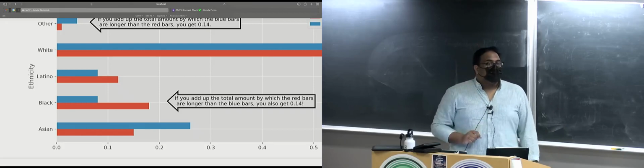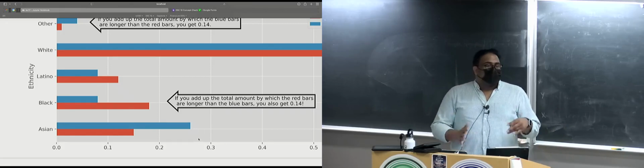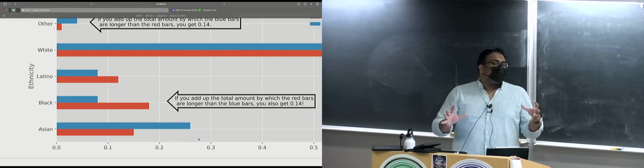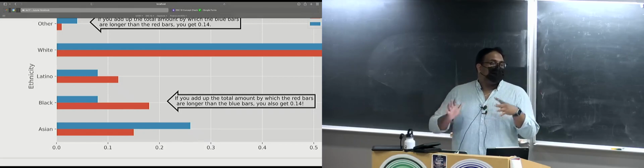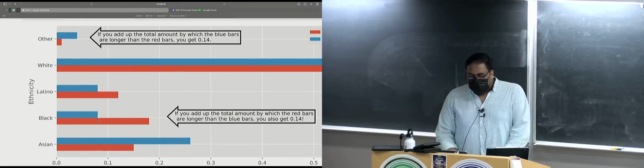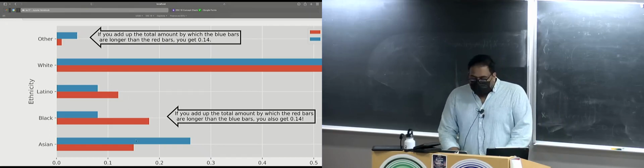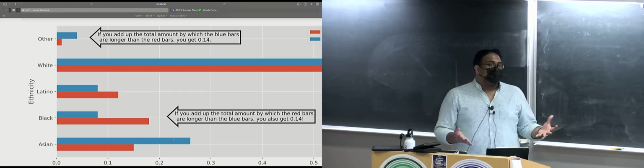Yeah. Yeah, so it's an arbitrary choice. Like, we could make a valid test statistic without dividing by 2. The reason we divide by 2 is so that it has this nice interpretation, right? Like, the amount that the red bars are longer than the blue bars by, that's the TVD. The amount that the blue bars are longer than the red bars by, that's also the TVD.